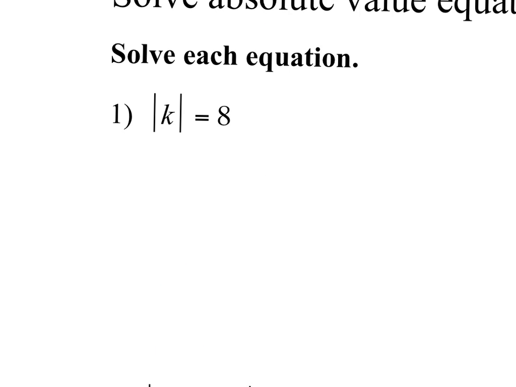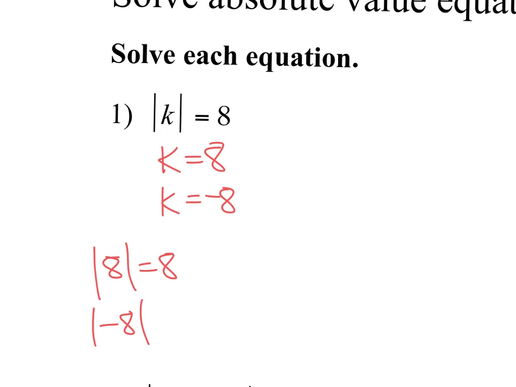In this problem we have to find every value of k such that the absolute value of k is equal to 8. To do that we could undo the bars, such that k is equal to 8, or k could also be equal to negative 8. We know that because if we plug in those values, the absolute value of 8 is equal to 8, and the absolute value of negative 8 is also equal to 8.